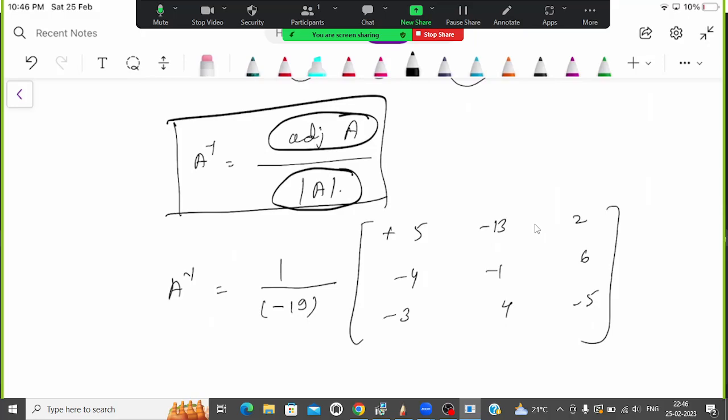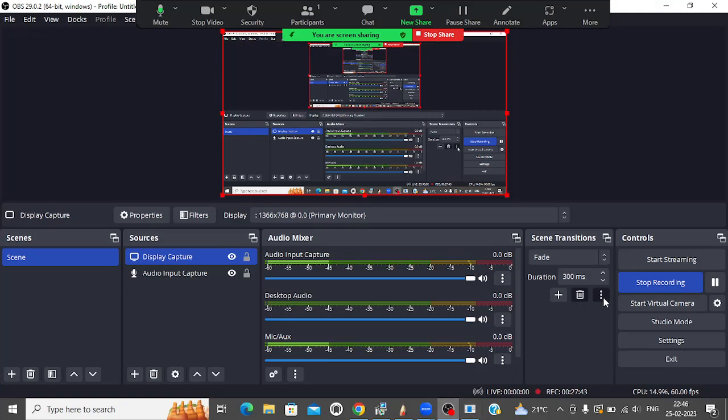In the next lecture we'll see the shortcut for how to calculate the determinant and inverse. Okay, we will see you in the next lecture.